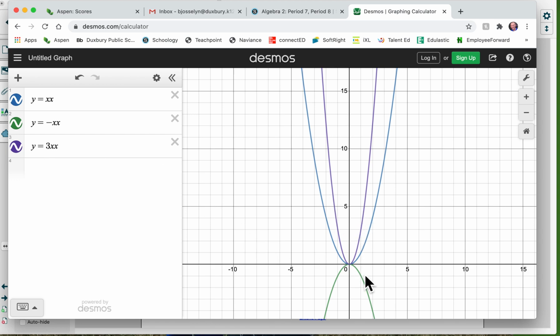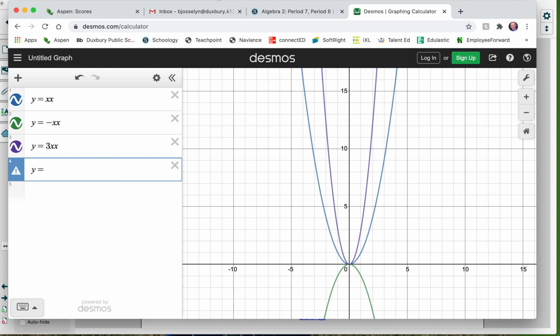What do I mean by that? Well, instead of the point 1, 1, we actually have the point 1, 3. Instead of our point 2, 4, we actually have 2, 12. So all of those y coordinates, because of this 3, are being multiplied by 3. Now 0 times 3 is still 0, but every other y coordinate is going to be multiplied by 3, which results in what we call a vertical stretch.